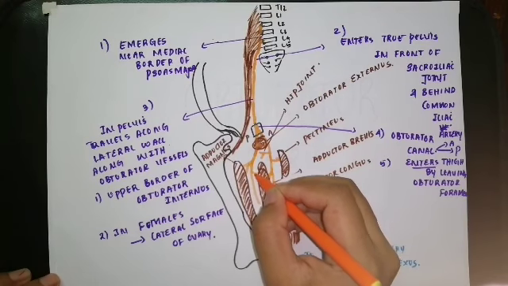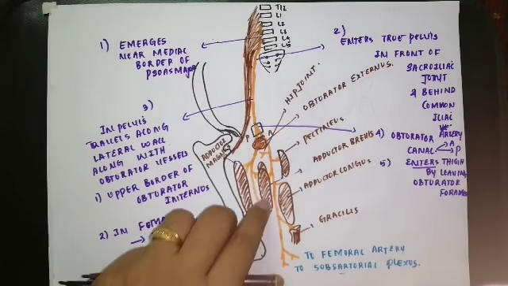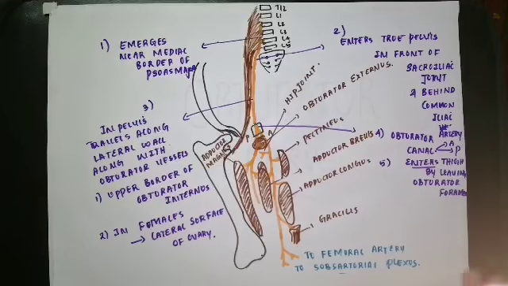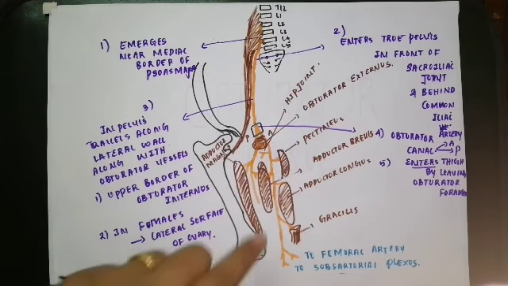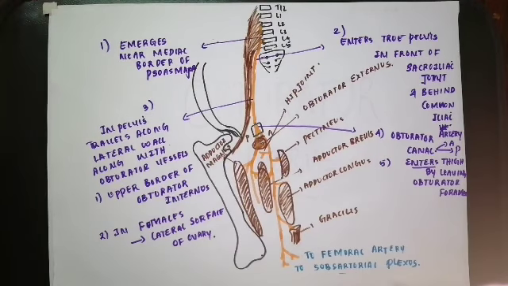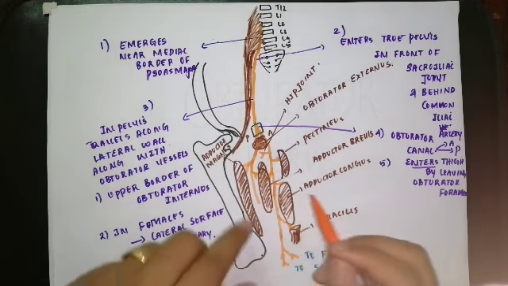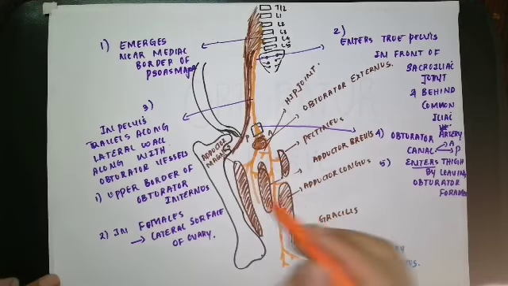Now, in case the adductor brevis is not supplied by the anterior division, the posterior division may give a branch to the adductor brevis muscle. So, adductor brevis may be supplied either by anterior division or posterior division. Mostly it is the anterior division which is supplying the adductor brevis. In case the anterior division doesn't supply the muscle, the posterior division may supply this muscle.